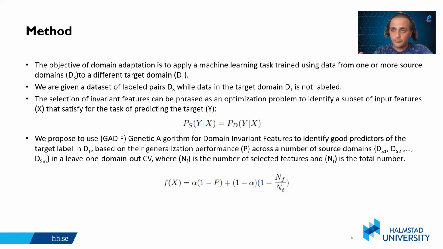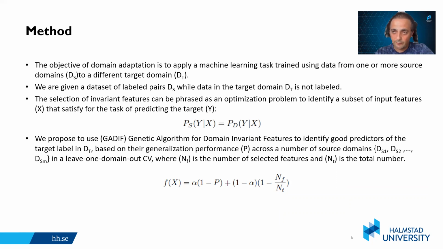In order to identify these features, we will first formulate the problem of invariant feature selection. We have a number of source domains with labeled data and the target domain in which we don't have labeled data. Our task is to identify a subset of features X, of which the conditional distribution between source and target doesn't change.